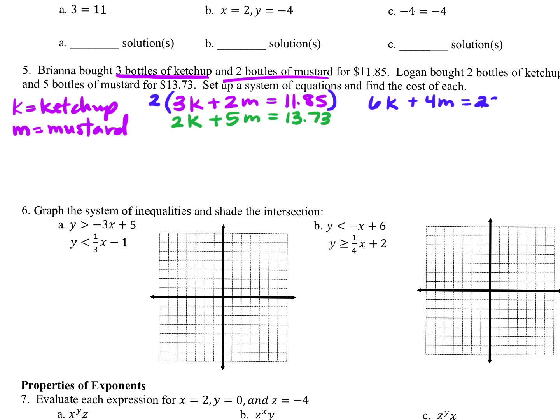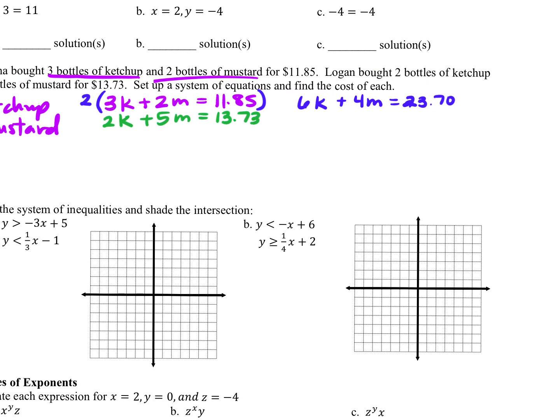2370. Is this the same setup as the ones we did yesterday? Yeah. Okay, so my K's now, I have a 6K. So what's the goal on the bottom? To get a negative 6K. So how can I get a negative 6K on the bottom? Multiply by a negative 3. So this is a negative 6K, a negative 15M, and then 1373 times negative 3 is a negative 4119.